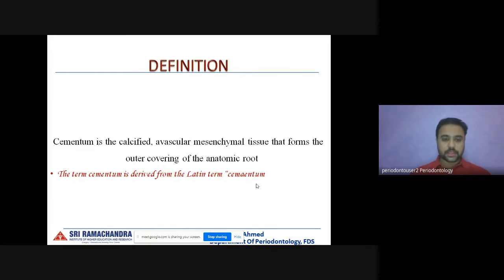Definition: cementum is a calcified avascular mesenchymal tissue that forms an outer covering of the anatomic root. The term cementum is derived from the Latin term cementum. Now, the development of the cementum.